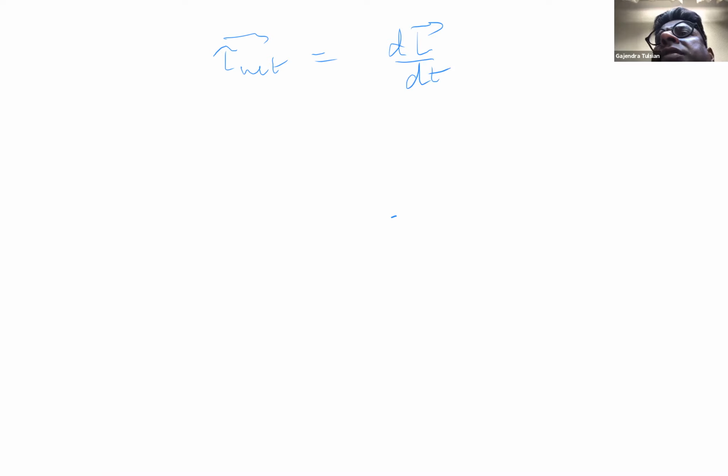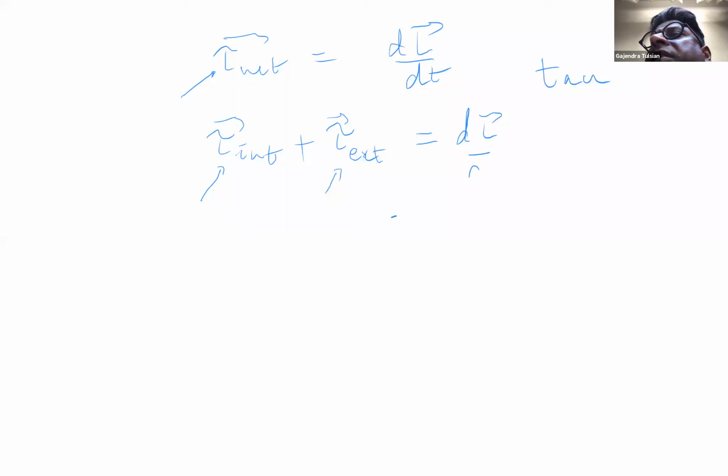And I had already mentioned this net torque is equal to the internal torque due to internal forces plus the torque due to external forces. By the way, this symbol is tau, T-A-U, tau. Okay. So the net torque is due to internal forces and external forces, and that's equal to dL by dt. And the internal part is always 0.